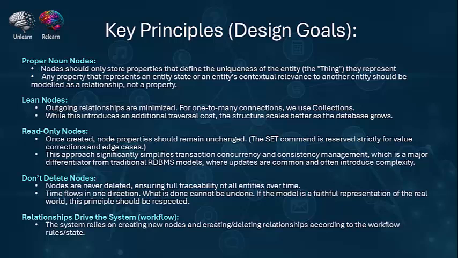2. Lean nodes. Keep connections minimal by using collections like bookings, fleet, history to avoid overloaded supernodes, ensuring scalability and clarity. 3. Read-only nodes. Nodes are immutable once created. Property values aren't updated for business logic. This immutability simplifies concurrency, consistency, and debugging. 4. Don't delete nodes. Data is never erased, only relinked. This preserves full history and auditability.